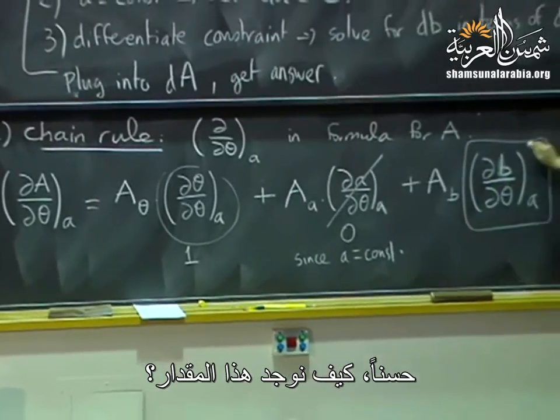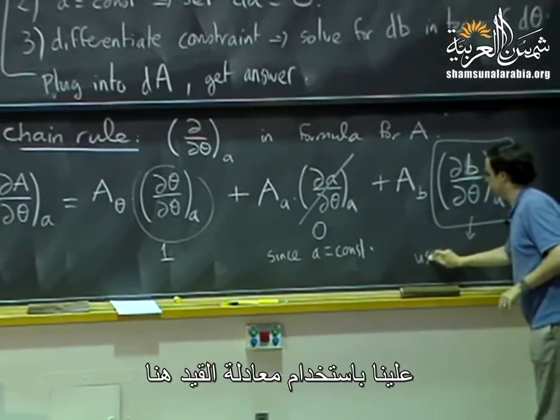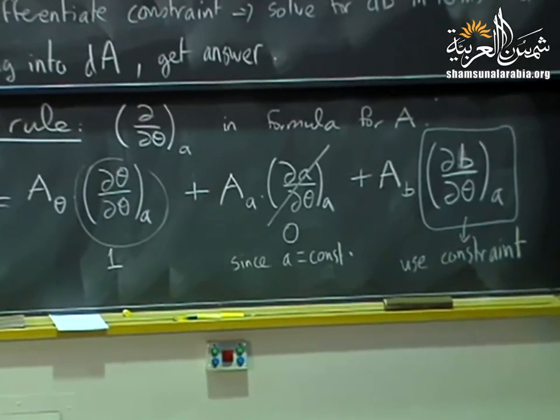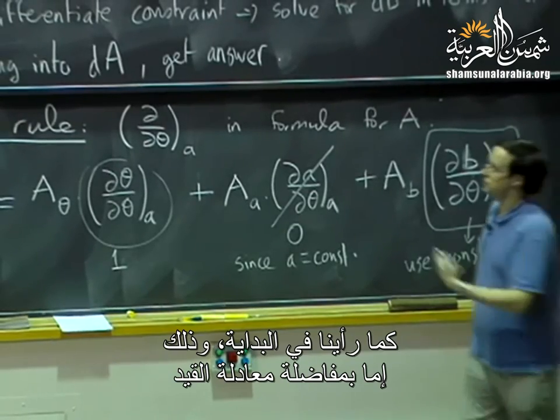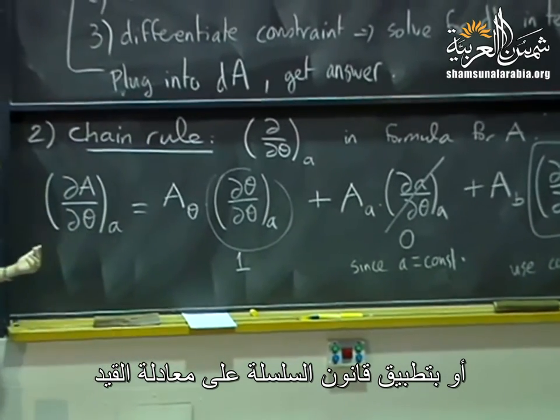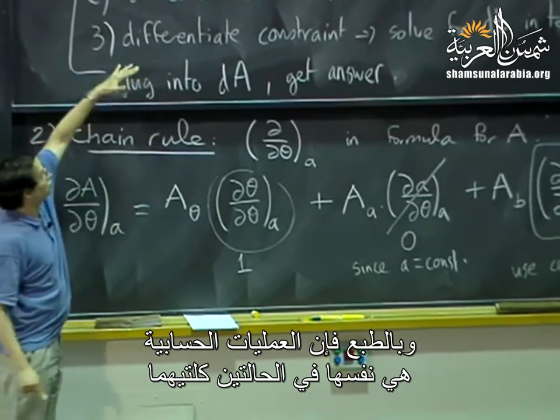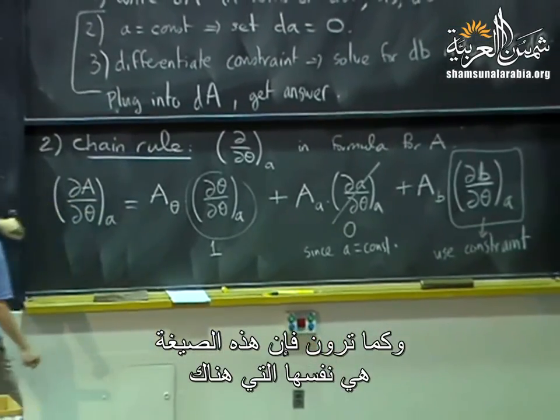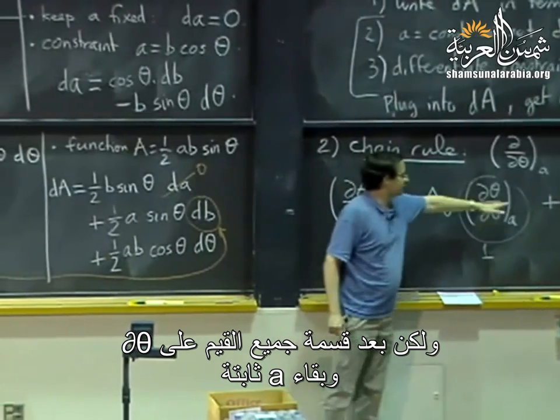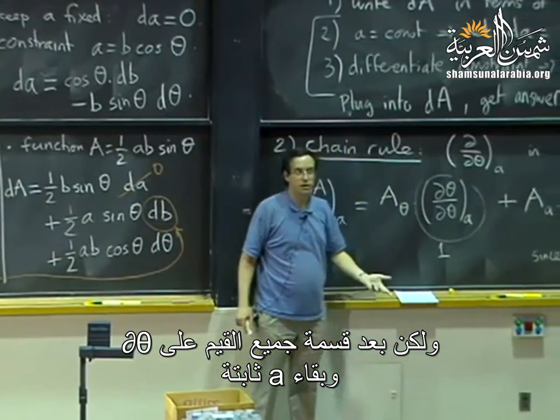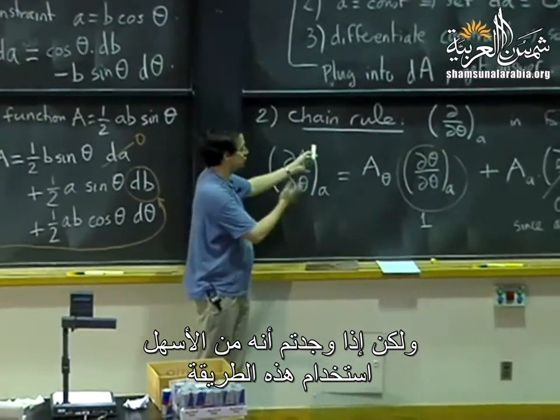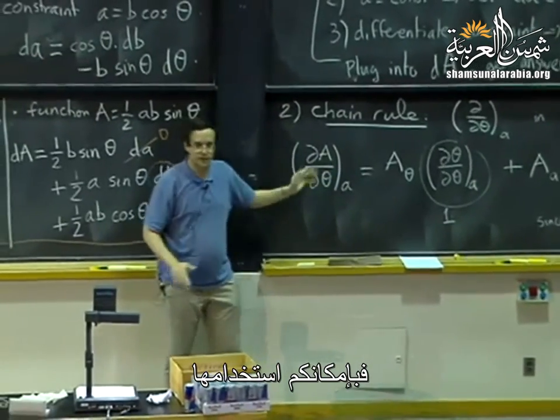And then there's A sub little b, the formal partial derivative, times the rate of change of b. Okay, and how do we find this one? Well, here we have to use the constraint. We can find this one from the constraint, as we've seen at the beginning, either by differentiating the constraint or by using the chain rule on the constraint. So of course, the calculations are exactly the same. This is the same formula as the one over there, just dividing everything by partial theta and with subscripts little a. But if it's easier for you to think about it this way, then that's also valid.